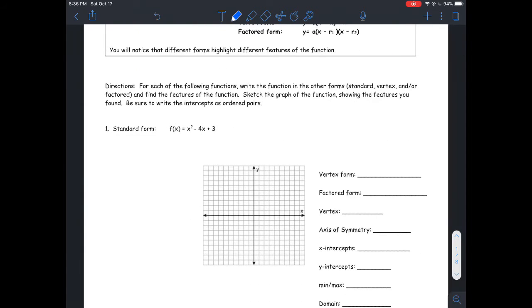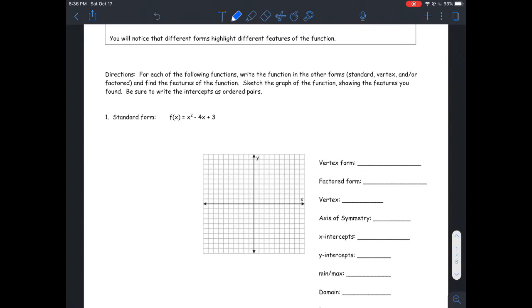It says directions. For each of the following functions, write the function in the other forms, standard, vertex, and/or factored, and find the features of the function. Sketch the graph of the function showing the features you found. Be sure to write the intercepts as ordered pairs. All right, so let's go ahead and get started.